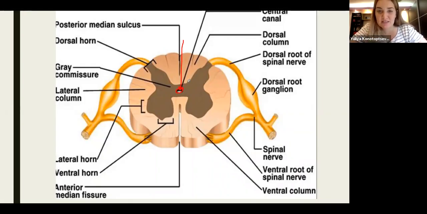It is located in this little bridge-like structure which connects the two sides of the gray matter. This bridge is called the gray commissure. Okay, so this area right here, this is known as the gray commissure. It's simply the area which sort of connects the two things.